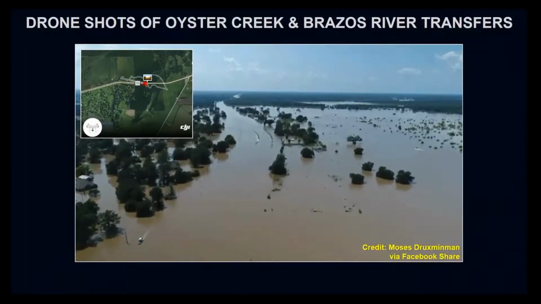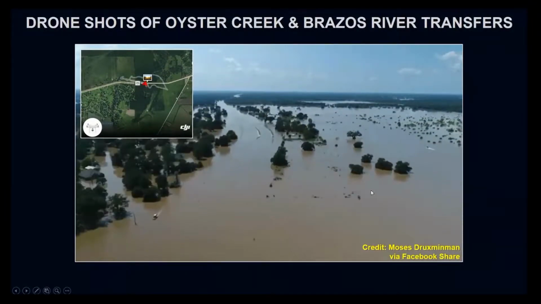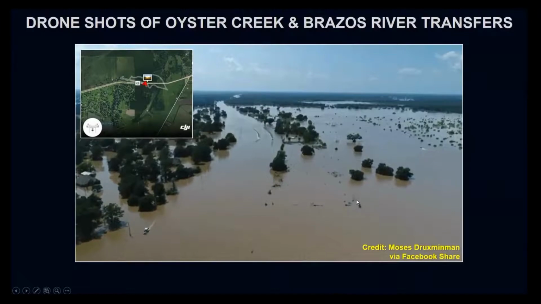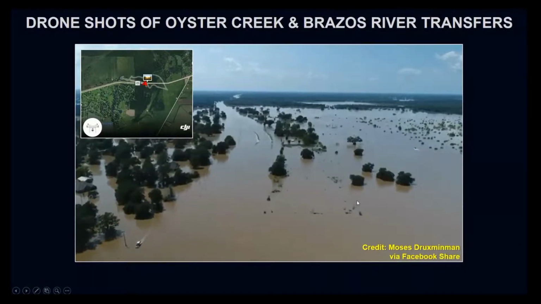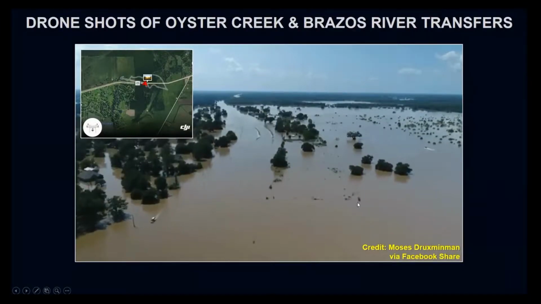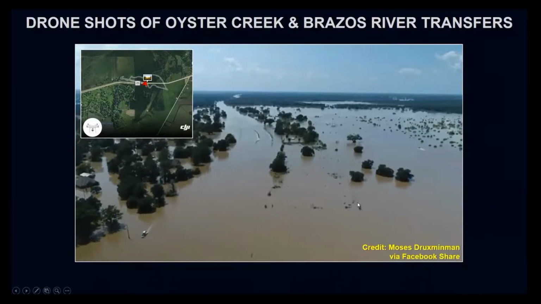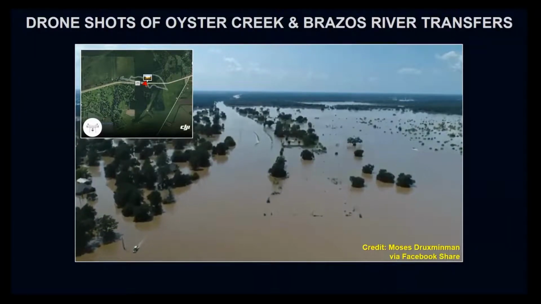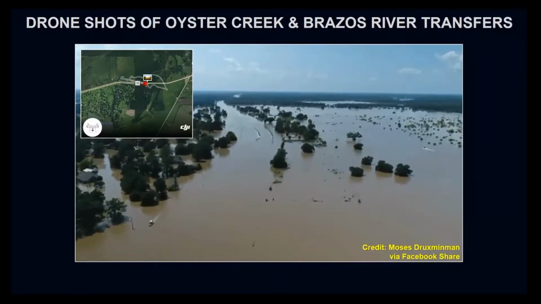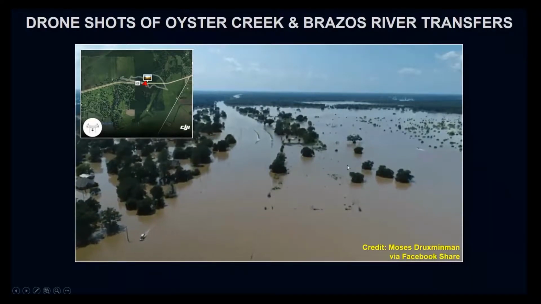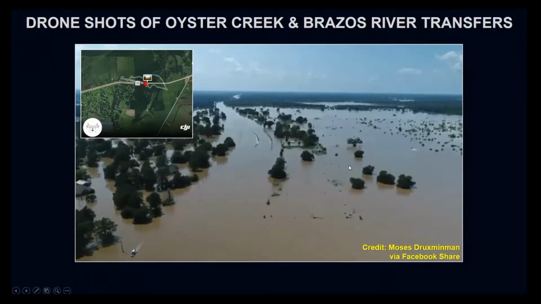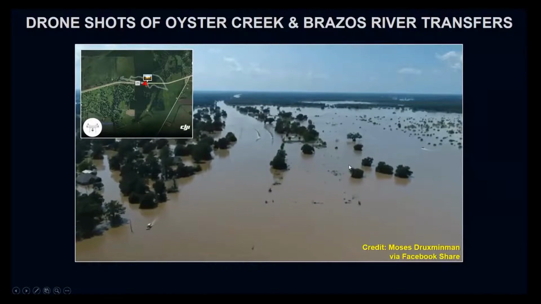So here is the drone flight that I described. As you're looking to the west, you can see that entire area from the Oyster Creek Basin all the way out to the Brazos. This is the highway corridor, and you're looking west down that corridor, and you can see it's just nonstop water all the way as far as the eye can see.